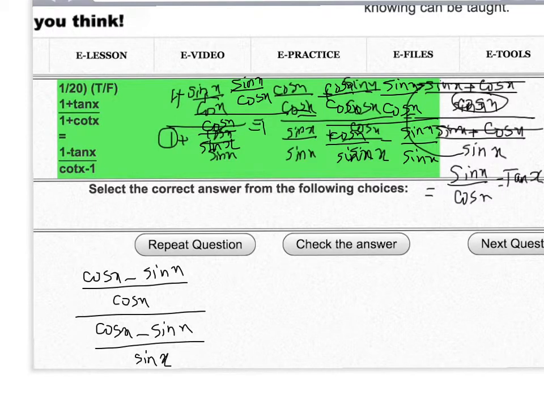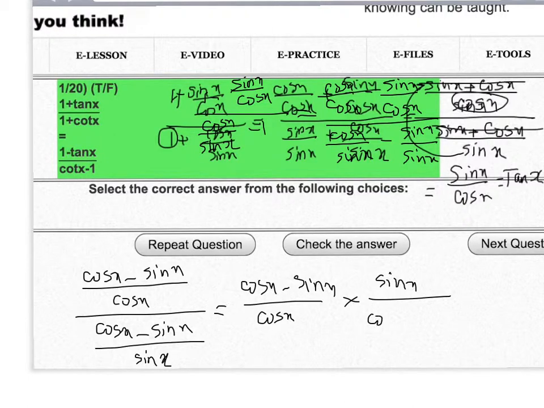Now, cos x minus sine x divided by cos x, and then cos x minus sine x over sine x can be written as cos x minus sine x over cos x. Now, division by a fraction, you flip the other fraction and then multiply. So I write this one as multiply with sine x over cos x minus sine x. Now this one cancels with this one, and you end up with sine x over cos x, which is tan x. If you remember, the left-hand side was tan x, so we are done. We just proved the identity.